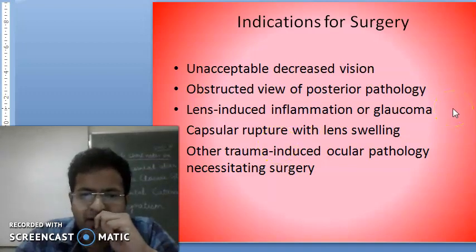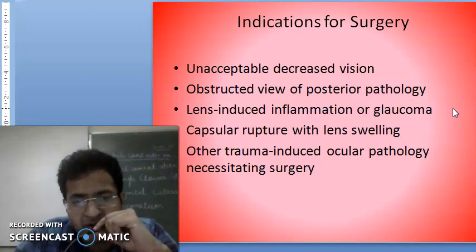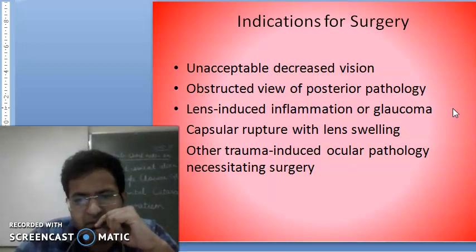Continuing with the traumatic cataract, what are the indications for surgery in a patient with traumatic cataract? If there is unacceptably decreased vision, if there is an obstructed view of the posterior pathology, if there is a lens-induced inflammation, that is uveitis or glaucoma, if there is a capsular rupture with lens swelling, if there is other trauma-induced ocular pathology which necessitates the surgery.